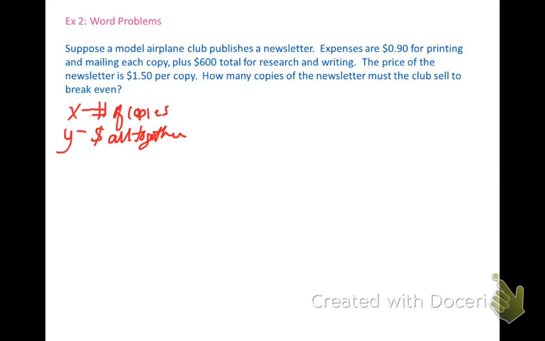Okay, so we're going to make two types of equations. So the first one is the first sentence we have here. The first sentence says our expenses are, so the money you make altogether, so Y equals. So the expenses are 90 cents per copy, but that would be 0.90.